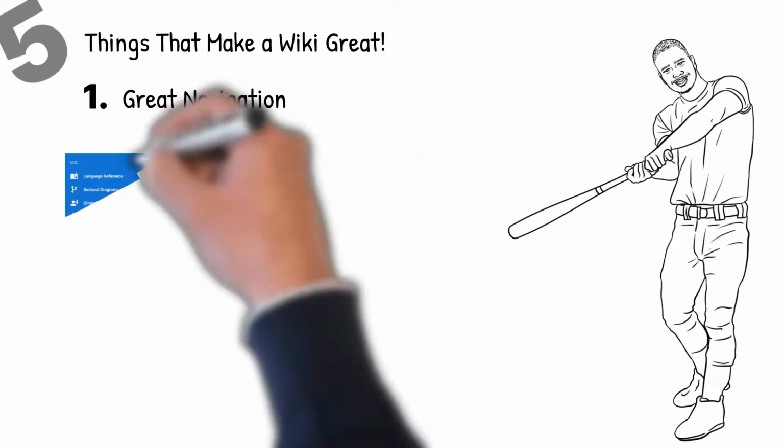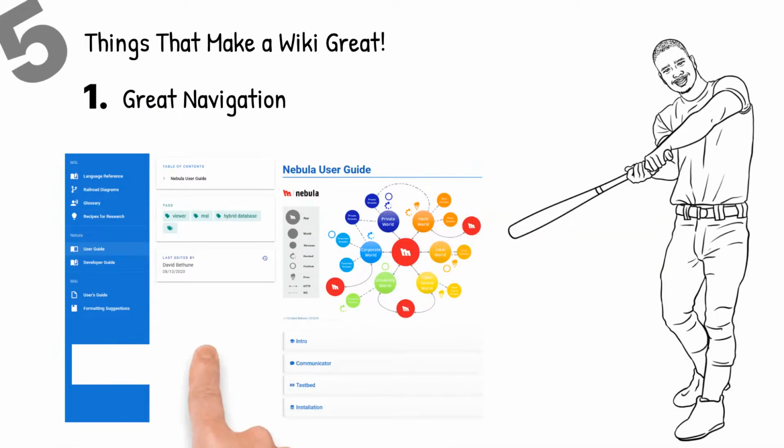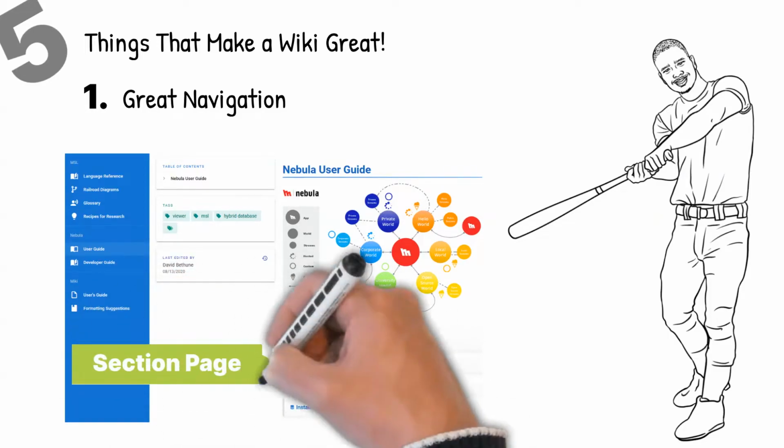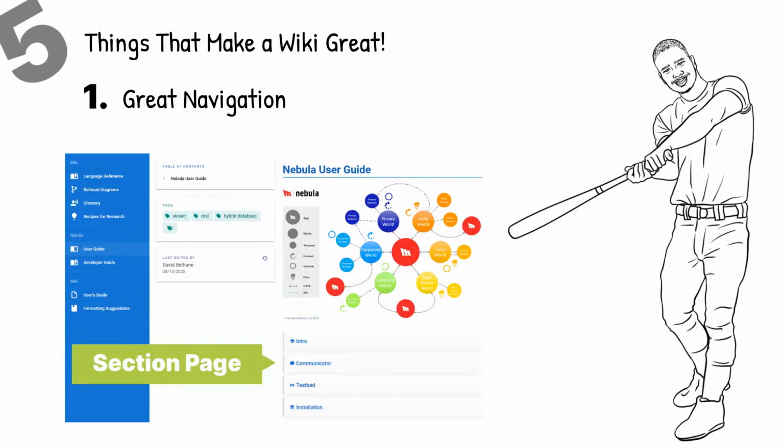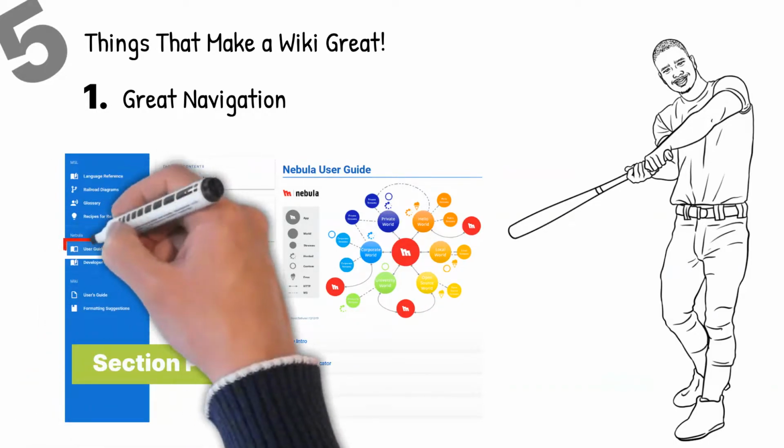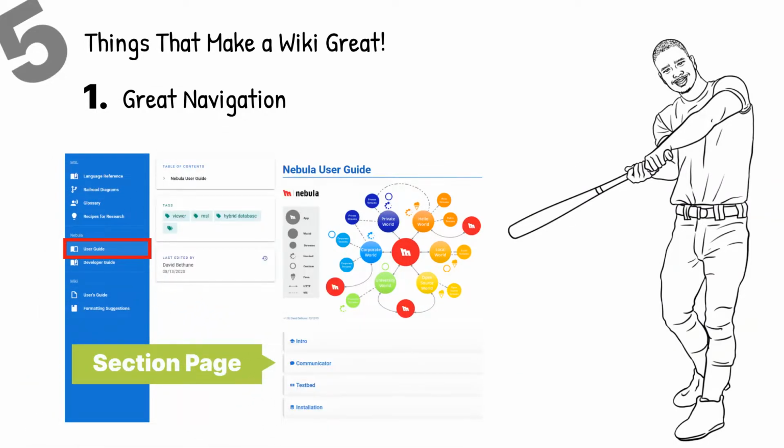Once there's too much good stuff to fit in the navigation bar, you can create section or landing pages that help people navigate to deeper links inside the topic. Then make these section pages the links on your main navigation.